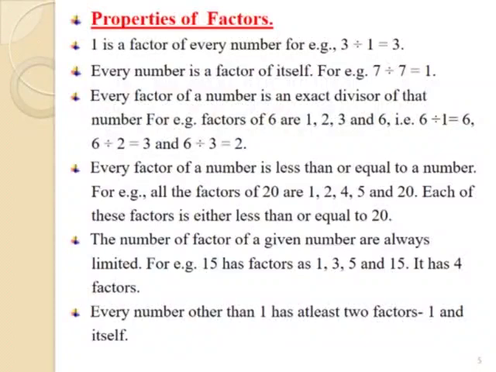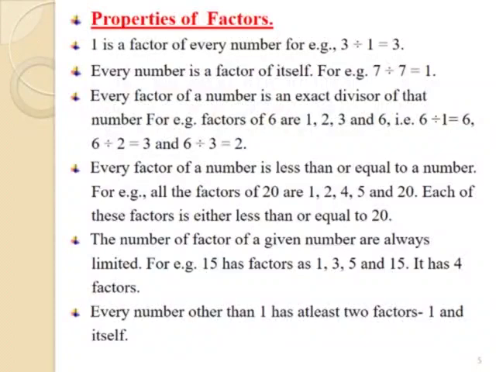Point number 3. Every factor of a number is an exact divisor of that number. For example, factors of 6 are 1, 2, 3 and 6. That is, 6 divided by 1 equals 6. 6 divided by 2 equals 3 and 6 divided by 3 equals 2.